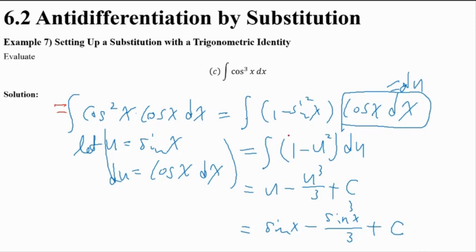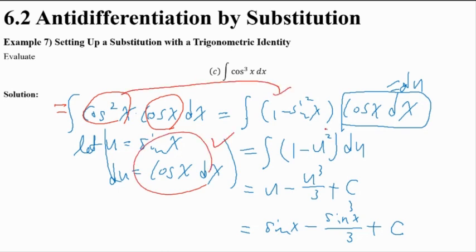Understand? So we split cosine x squared into two parts here and here, because we are using the substitution way. Use the identity 1 minus sine x squared, and substitute. Okay, can you follow me? It's not hard, right? Move on.